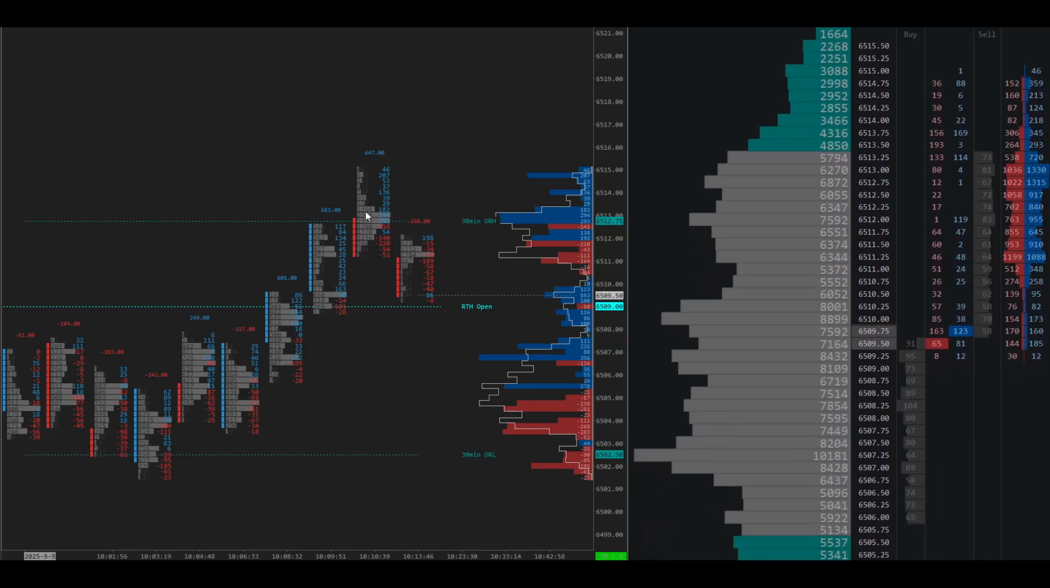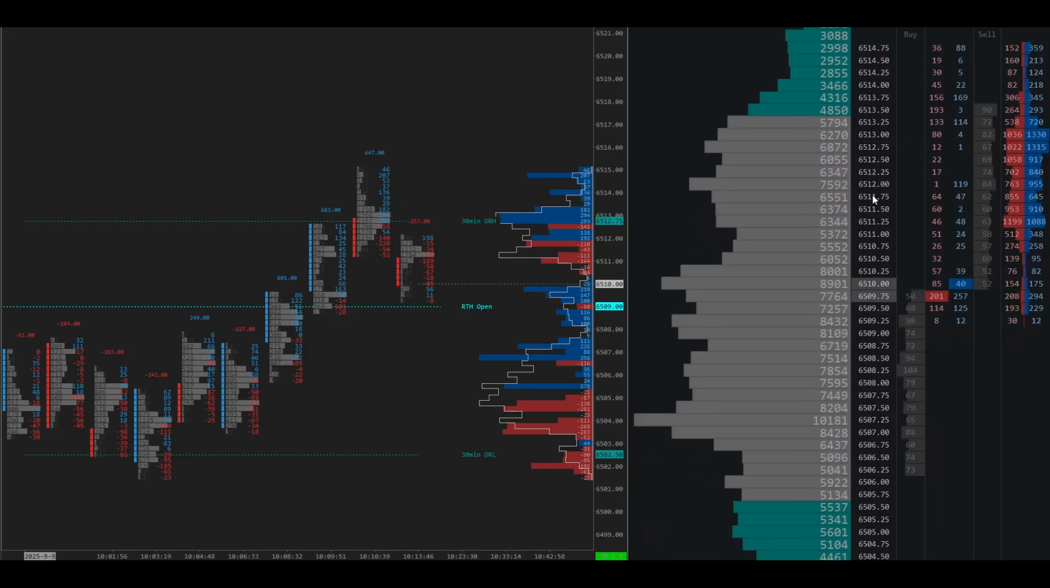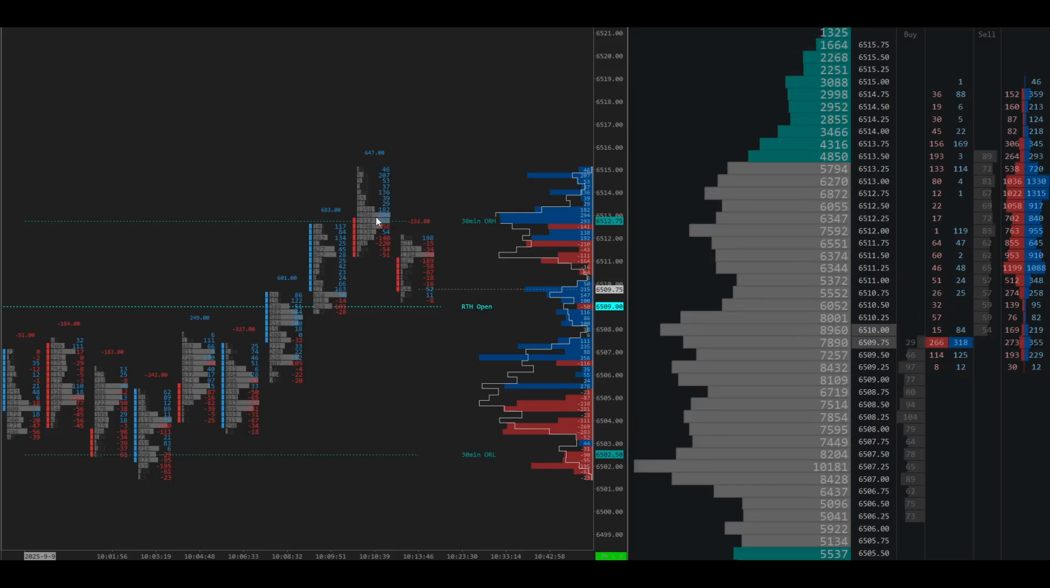Yeah, and I entered during this after it popped up, came back down, and then I saw the offer stepping in lower. So my entry was right around 13. And so now we're over 400, negative 400.